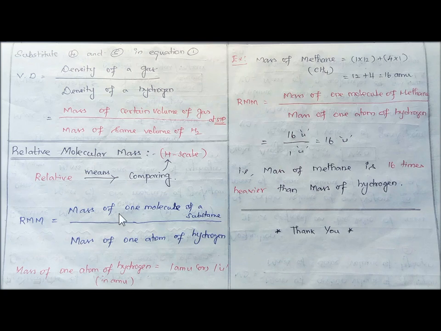Let us see the example. Mass of methane. How will you calculate the mass of methane? One molecular mass of methane is nothing but 1 into 12, because we have 1 carbon, plus we have 4 hydrogens, 4 into 1, so 12 plus 4 is equal to 16 amu. So the relative molecular mass is mass of one molecule of methane divided by mass of one atom of hydrogen. So 16 u by 1 u, the answer has no unit, because there is no unit for relative molecular mass. So 16 is the answer. So methane is 16 times heavier than hydrogen.